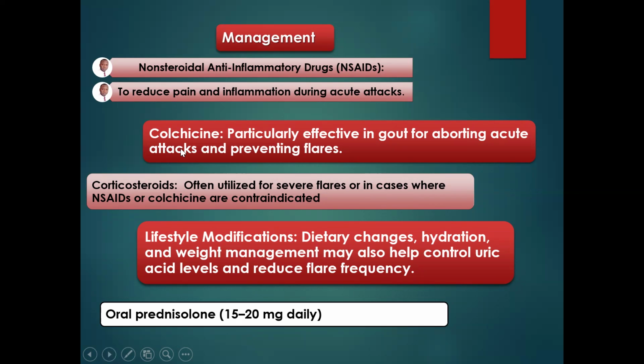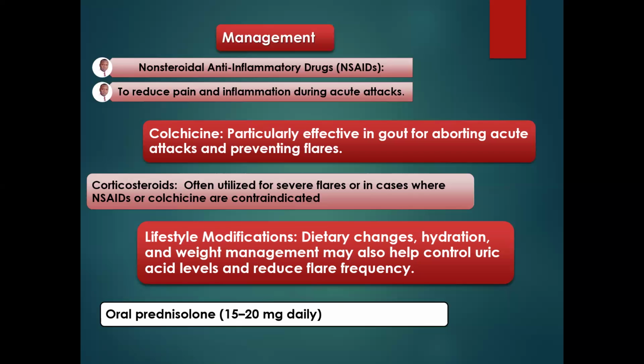Then corticosteroids are used for severe flares and in cases where NSAIDs are contraindicated, like a patient who has an ulcer, who may not be given them. A patient who has reduced renal clearance ability may not require that drug either, because these drugs have an effect on the nephron. Then the patient needs what's called lifestyle modification, such as dietary changes.